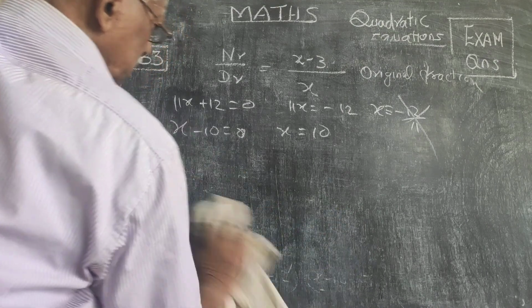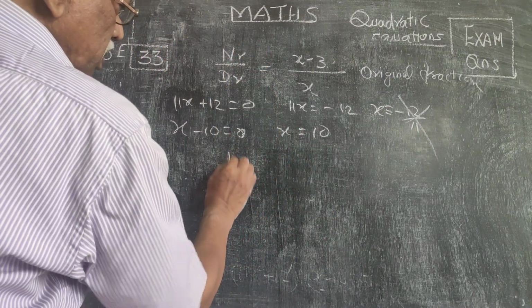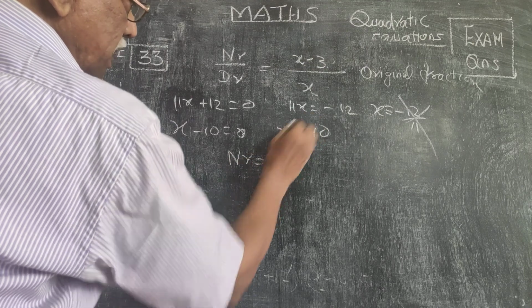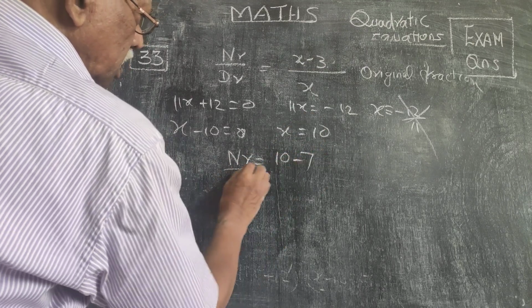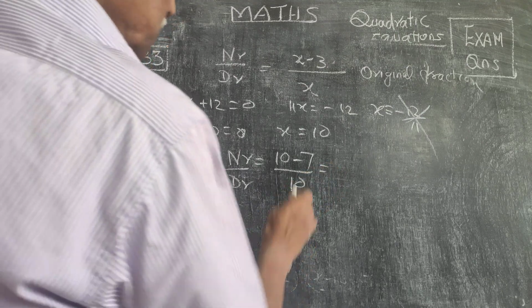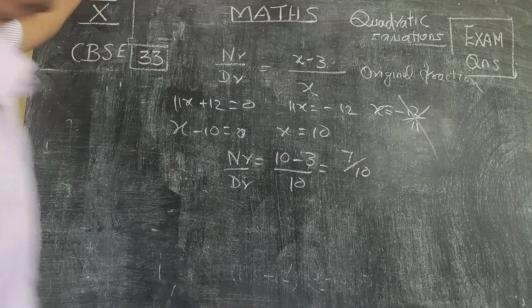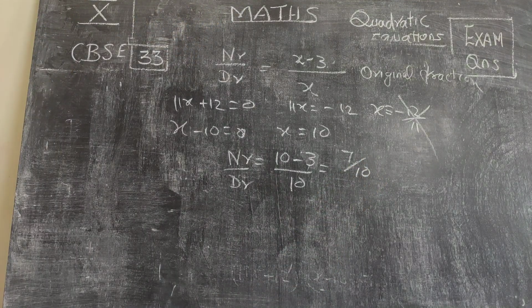Now I am taking x equal to 10. The result is that the numerator will be 10 minus 3, and the denominator will be 10. Therefore the original fraction is 7 by 10. So the original fraction was 7 by 10, that is the answer. Now we'll go for question number 34.